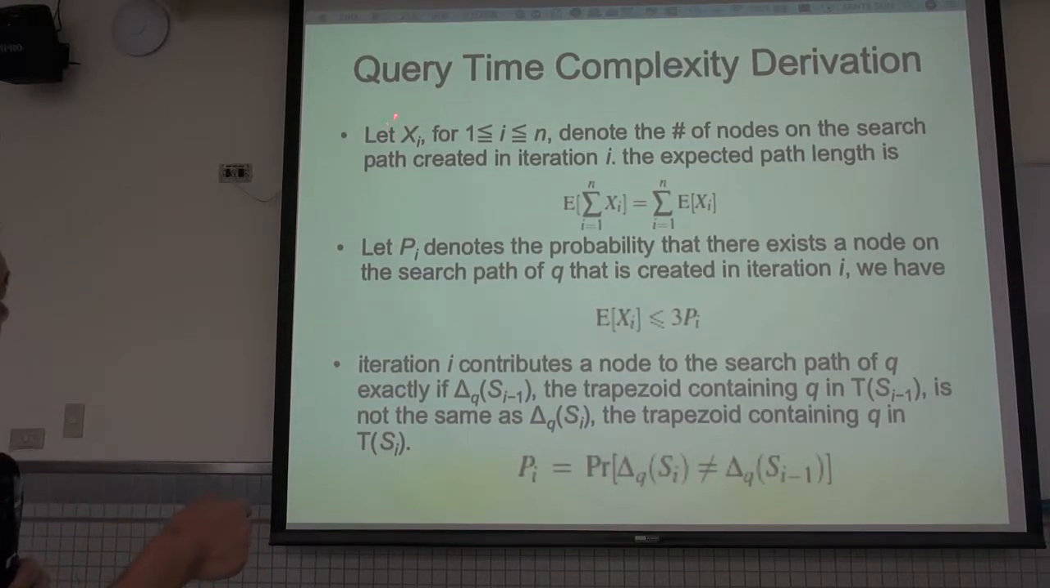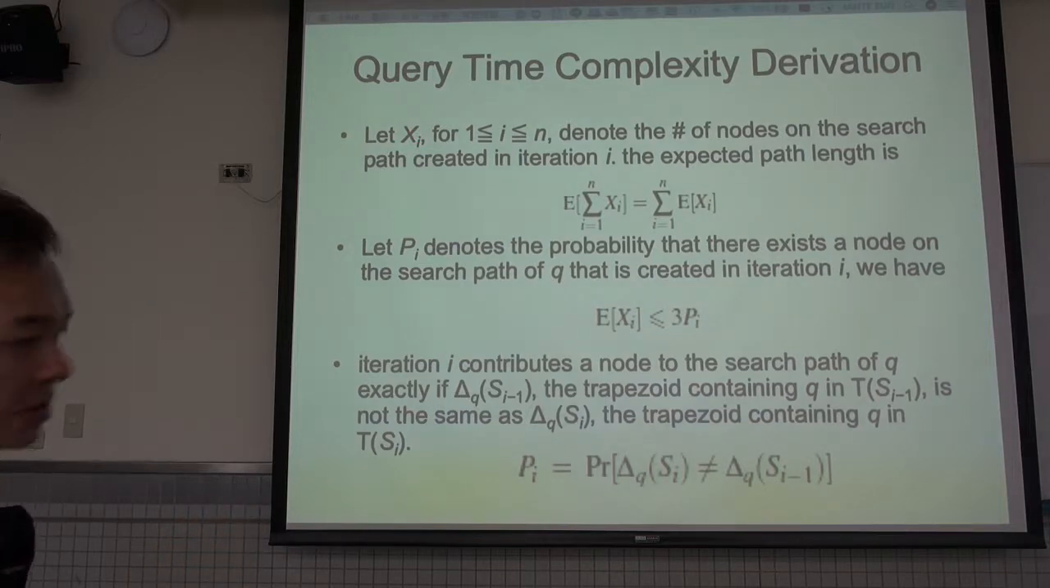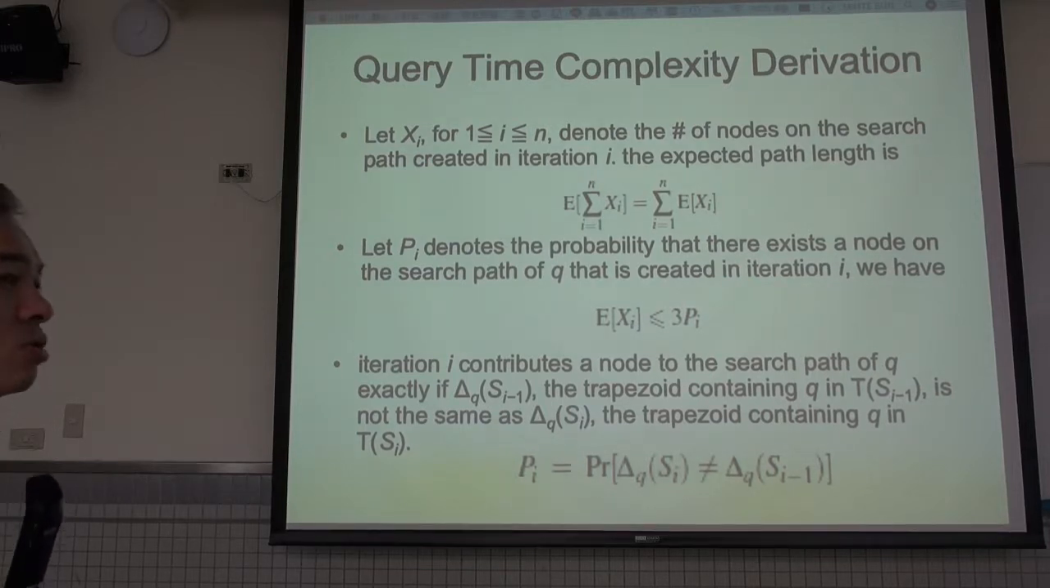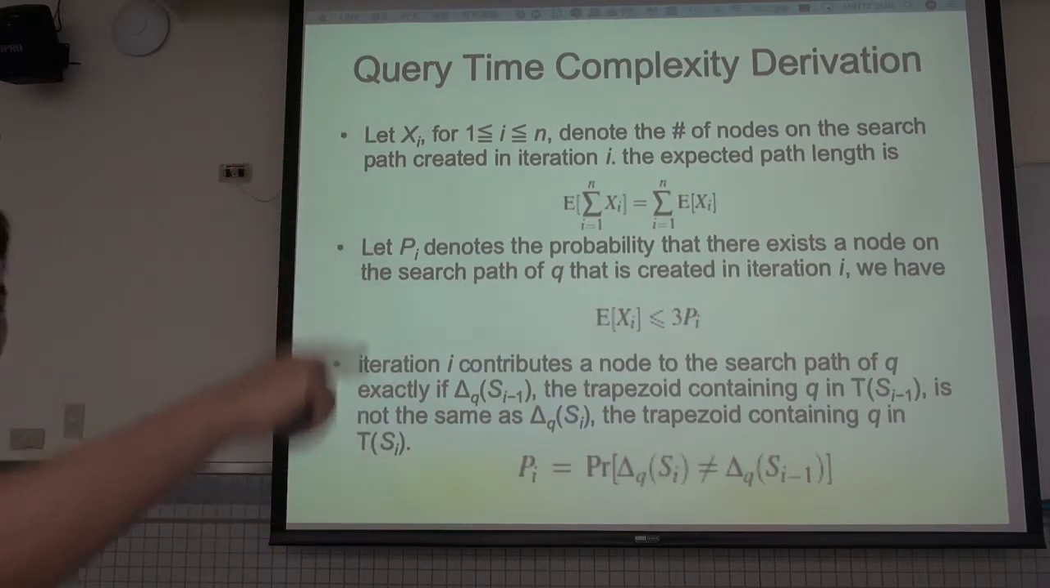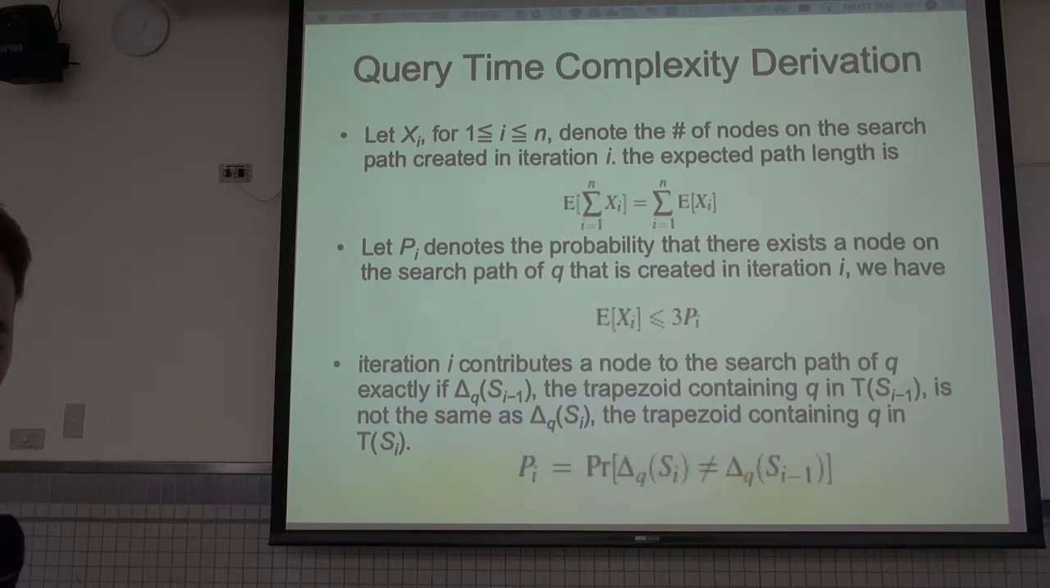This xi is the random variable. Okay, it's a random variable. This xi denotes the number of nodes on the search path created in iteration i. So say we are searching for a particular point, and we go through some path to find which trapezoid contains that point, right?